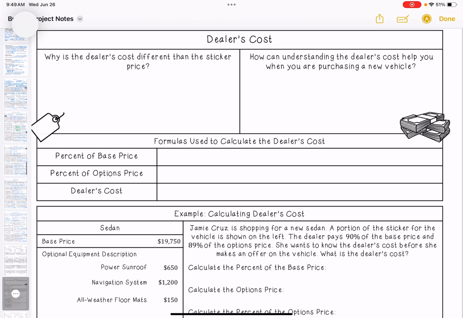All right, today we're going to be in the budget notes project packet, and we're still talking about purchasing a vehicle, and today we're going to be talking about dealer's cost. So the first thing you ask is, why is the dealer's cost different from the sticker price?